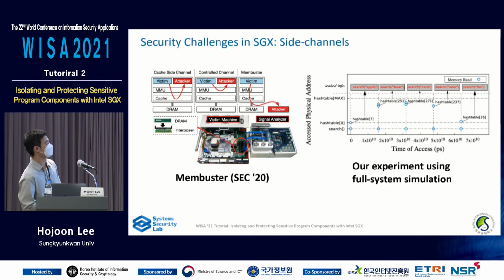The picture illustrates our experiment using a full system simulation. The program we used here is Hunspell, a simple dictionary library. By looking at the position of the hash table being accessed, you can figure out which word was queried to the dictionary. So even though things are encrypted, that doesn't mean you have 100% confidentiality. There is always some information being leaked to the attacker, and SGX is no exception.